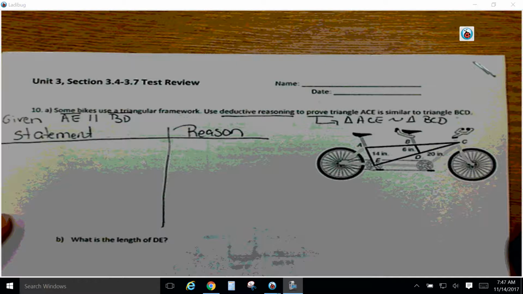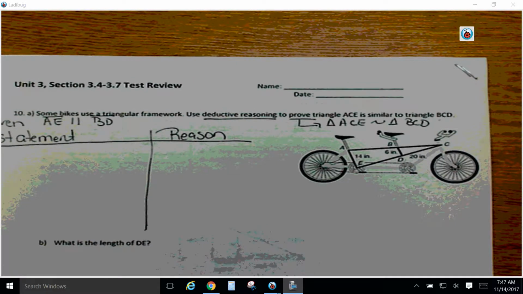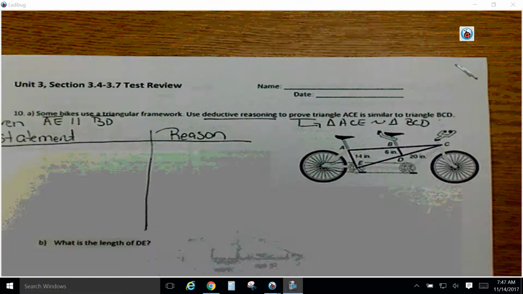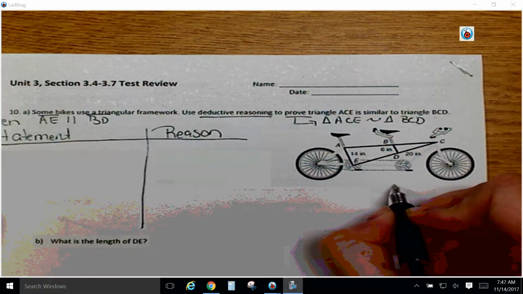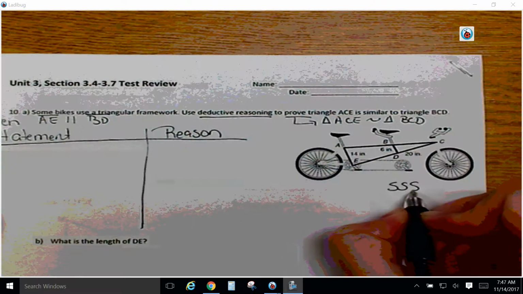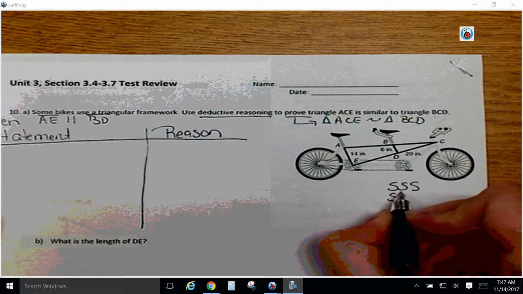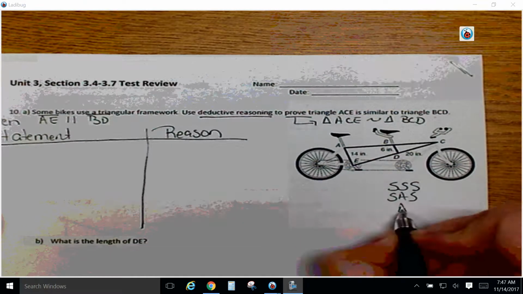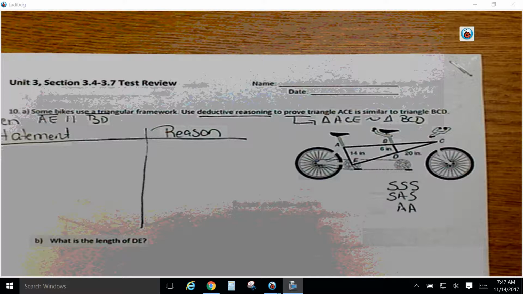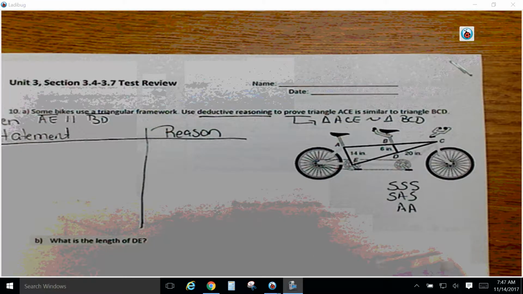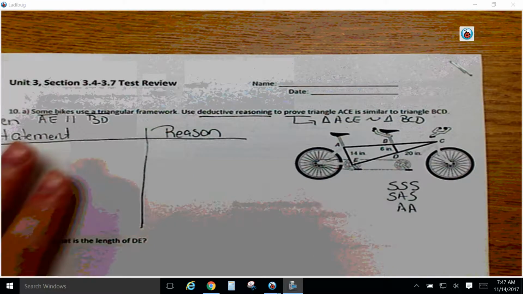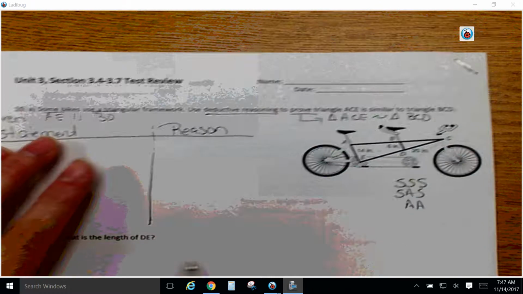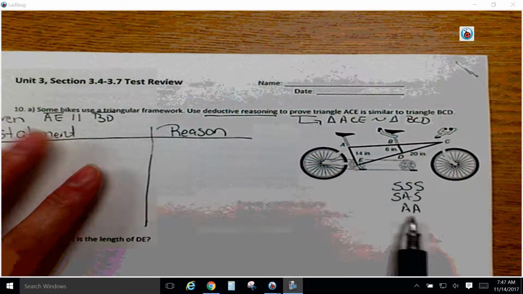So I look at my picture and I also consider what ways I can prove that a triangle is similar to another triangle. So I kind of just brainstorm, and this is off to the side. It's not over here, it's just brainstorming. I know that there is side, side, side. There's side, angle, side, and there's angle, angle. Those are the three ways I can prove a similar triangle. So I'm going to look at my picture, and I'm going to look at my givens, and I'm not given any sides or any angles, so that doesn't help me.